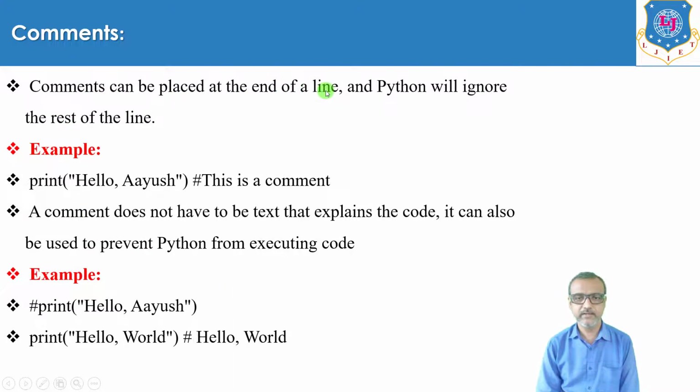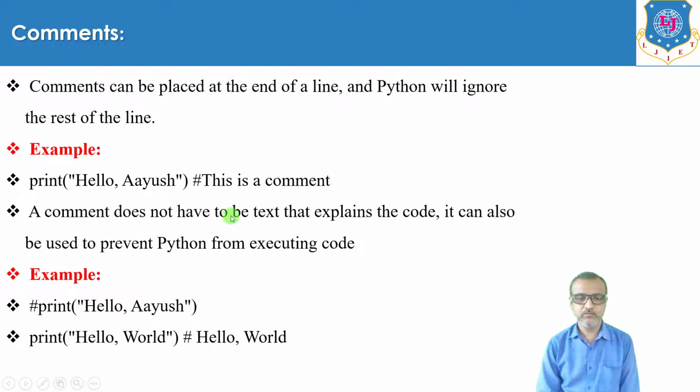Comments can be placed at the end of a line and Python will ignore the rest of the line. For example, print of hello, comma, Ayush. Then after that you can write any comment if you want over here. Python will just ignore this one.